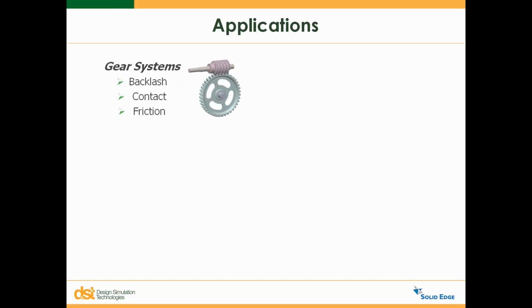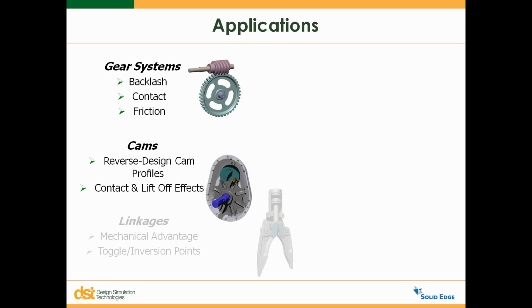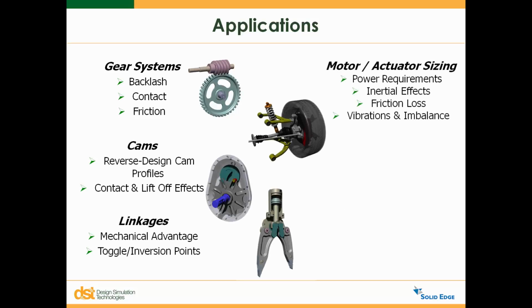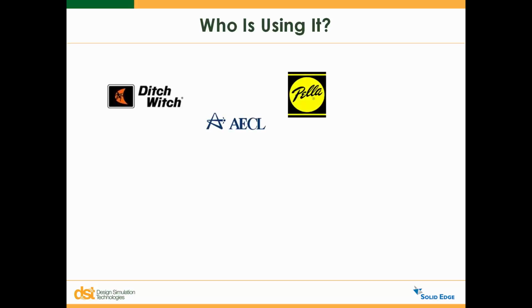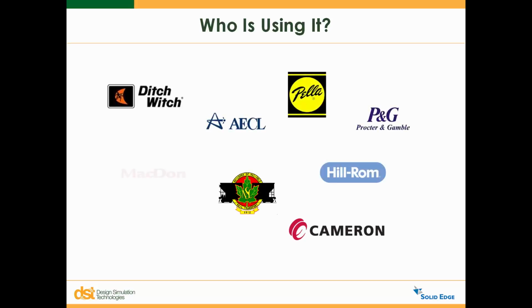Some of the applications of Dynamic Designer: gear mechanisms, cams, linkages, motors and actuators, system compliance, and visualization and animation, such as interference detection, cycle times, and sequencing. Who is using Dynamic Designer? Customers ranging from medical, aerospace, rail, and automotive.